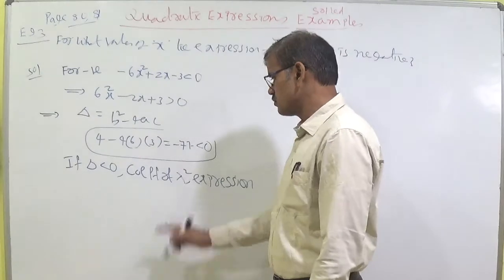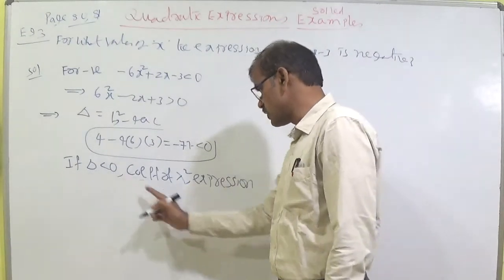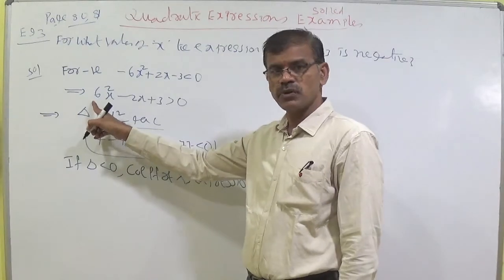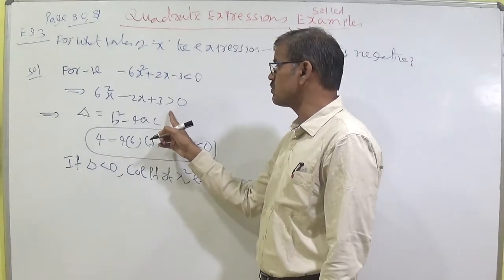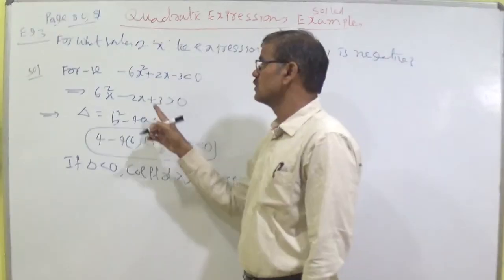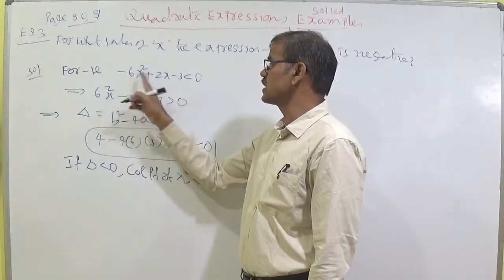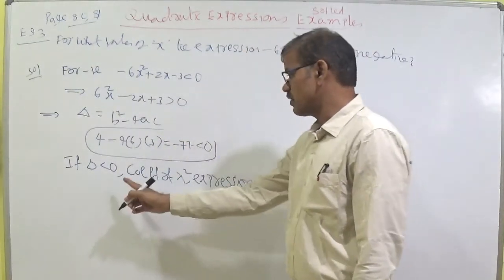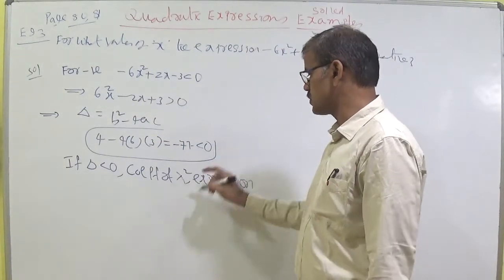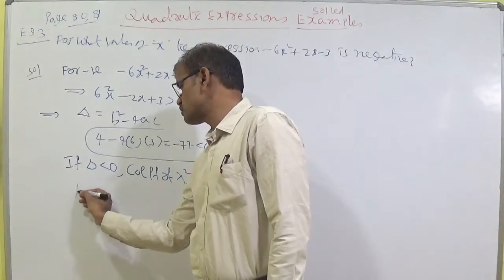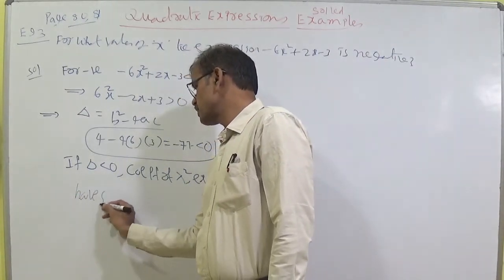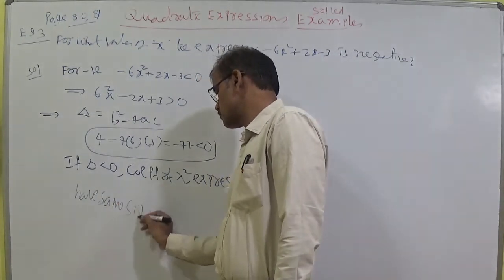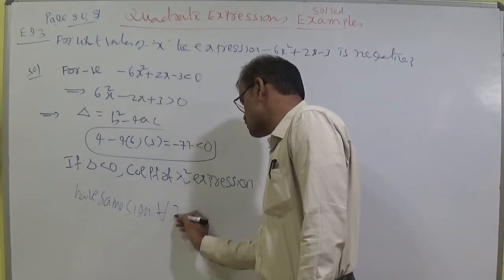Based on this theorem, you can write: if delta less than 0, the coefficient of x square. What is the coefficient of x square here? 6. It is positive. What is the expression? The total expression is greater than 0, positive. Like this also you can understand: minus 6 is negative and this is also negative. Negative and negative, positive and positive. If delta is less than 0, the coefficient of x square and the expression have the same sign for all x belongs to R.